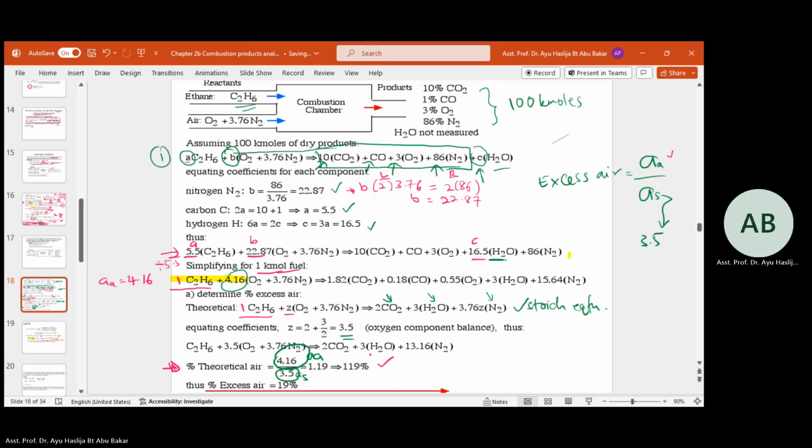So to get excess air, macam mana nak dapat excess air? Kita dah dapat theoretical. Okay, sorry, ini theoretical air, sorry. Theoretical air. Nak excess air. Okay, nak dapat excess air. Remember theoretical air adalah 100%. Kan? But this one 119. So to get the excess air is 100 minus 119 lah, in modulus, regardless of any sign. Okay, so here you get 19%.